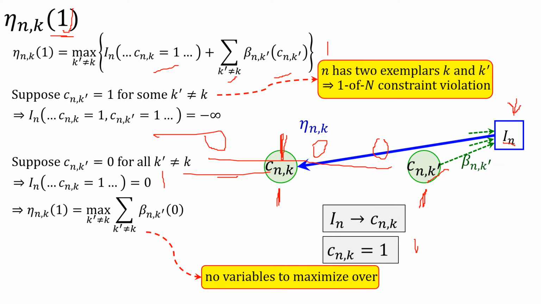Is equal to 0. Whence eta nk1 is this maximum here. But now we are looking at all the other Cnk primes equal to 0. This is the condition, right? And there is nothing to maximize over, because these are all fixed at zeros. All the variables are fixed. Whence we can remove the max operation and we get this expression for eta nk1.